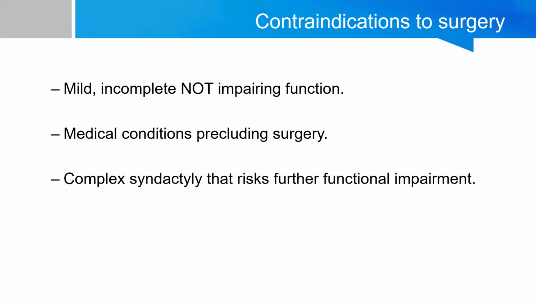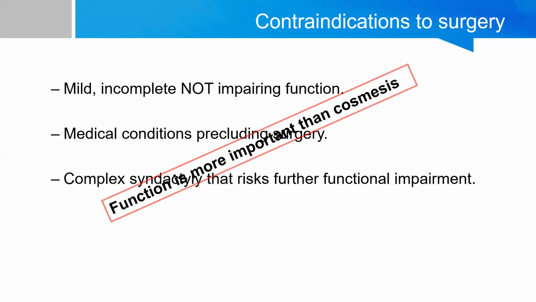Contraindications include mild, incomplete syndactyly not impairing function, medical conditions making anesthesia dangerous to the patient, and complex syndactyly where our surgery will disturb the function rather than improve it. So we should always keep in mind that the function is more important than cosmesis.